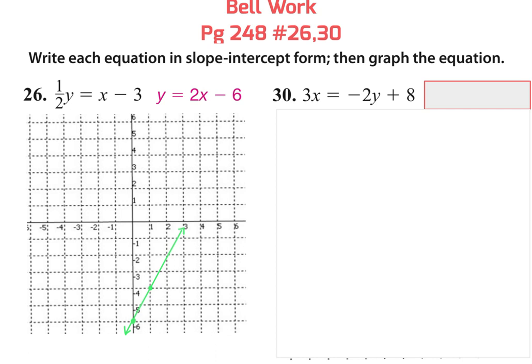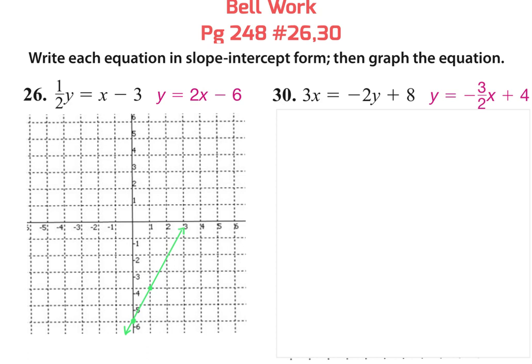For this next one, you needed to move the 3x over, and then you needed to move the 2y over, and then you need to divide everything by -2. And so when you do that, moving the 3x over would have done a -3x. Moving the 2y over would give you the positive y. And then dividing everything by 2, dividing the -3 by 2 would give you -3/2. Dividing the 8 by 2 would give you a 4.